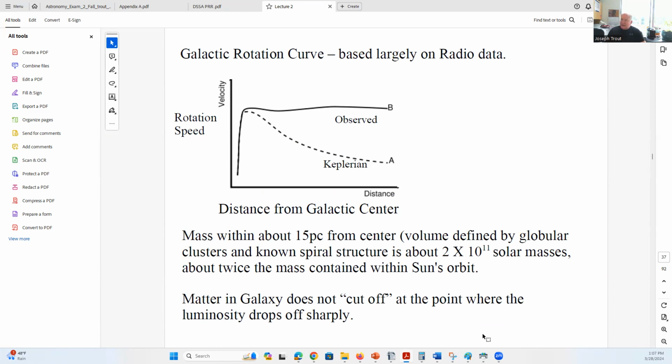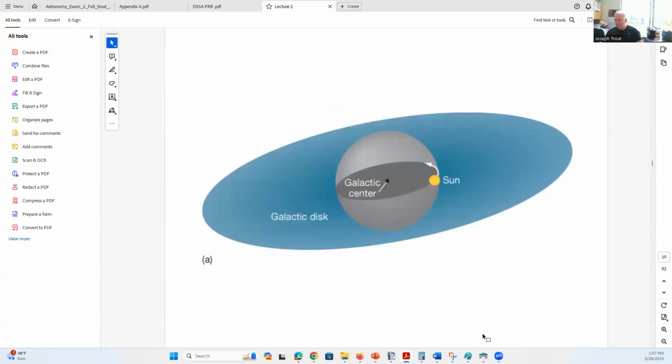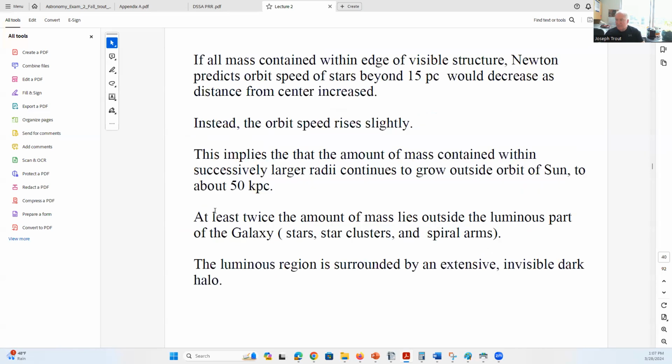We can also find out the rotation speed. We can measure the rotation speed and the distance from the galaxy, right? And this is based mostly off of radio data. So here's our galactic center and the sun. The sun's moving around in one of the arms of the galaxy, and we have this galactic disk. And we can see there's kind of a tilt, right? There's an angle at which it lies.